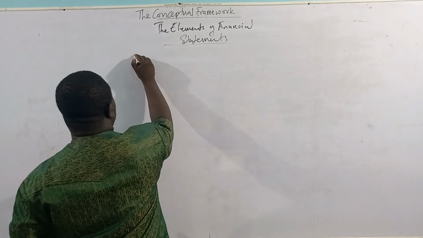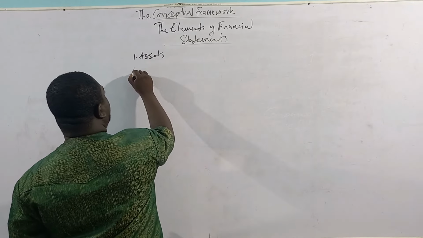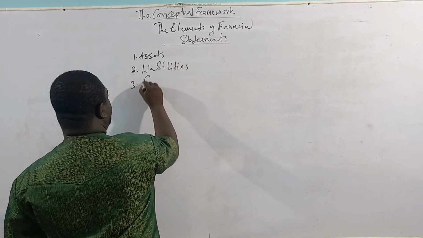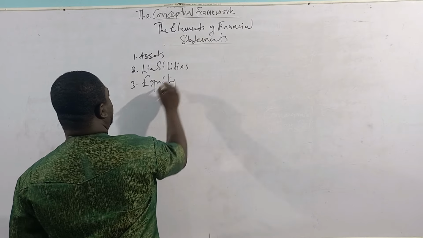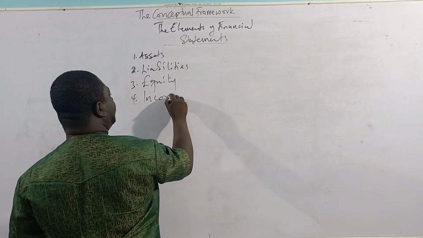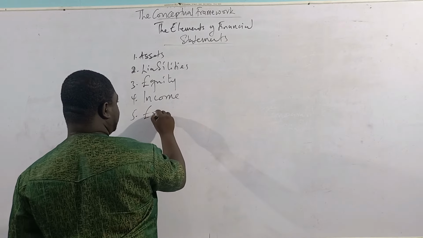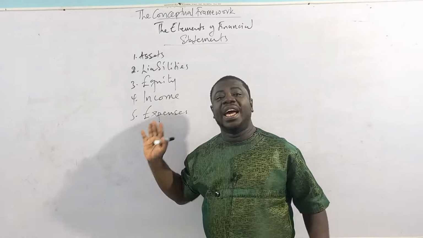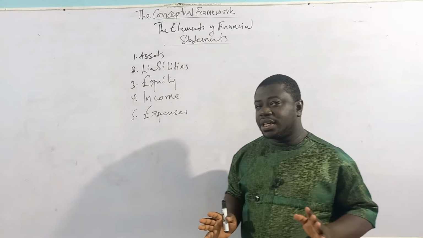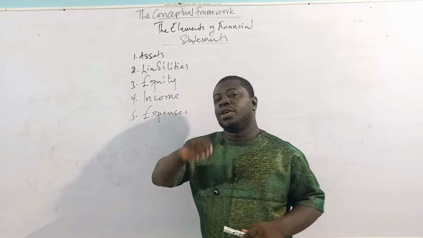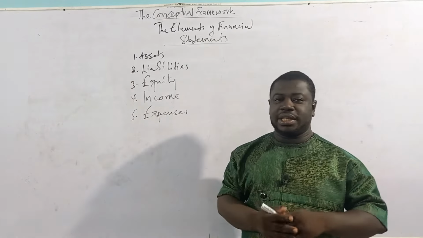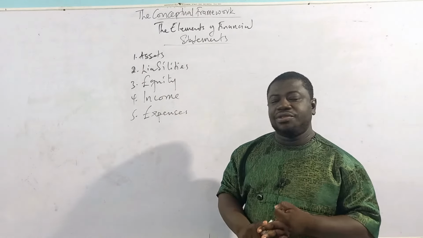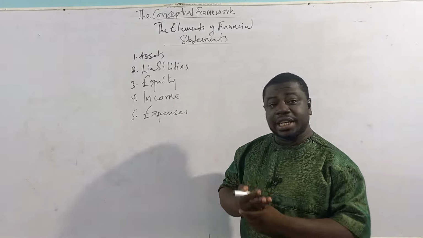So, assets, liabilities, equity, income, and expenses. Now, these five make up the elements of financial statements according to the conceptual framework. The components have already been spoken about. That is the statements you prepare. But the elements are assets, liabilities, equity, income, and expenses.